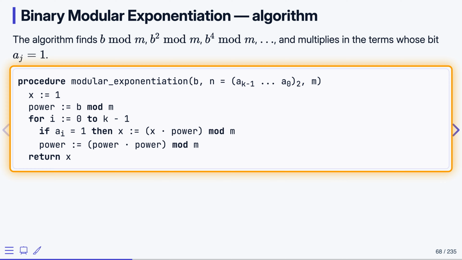If that bit is 1, we fold power into the answer. x becomes x times power, mod m. Then whether the bit was 1 or 0, we square power. So power moves from b to b squared to b to the 4th, and so on, each time reduced mod m. When the loop ends, x holds b to the n, mod m.